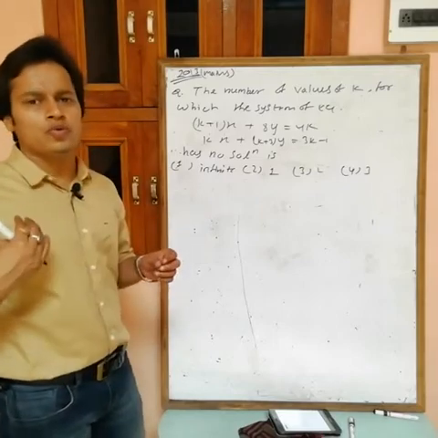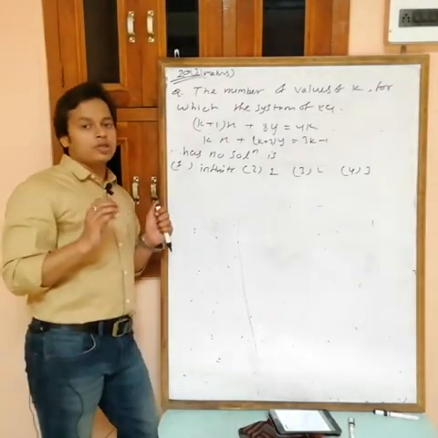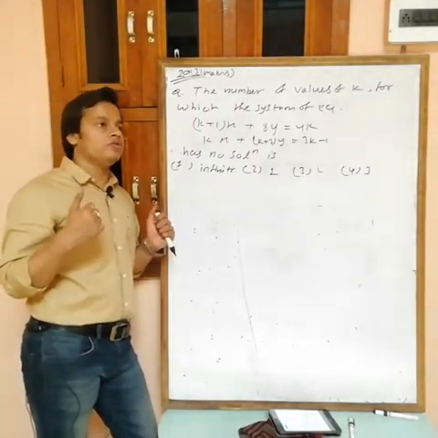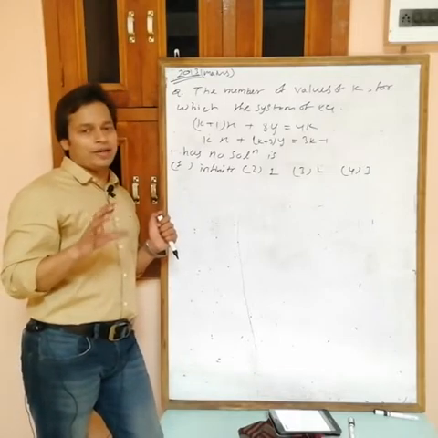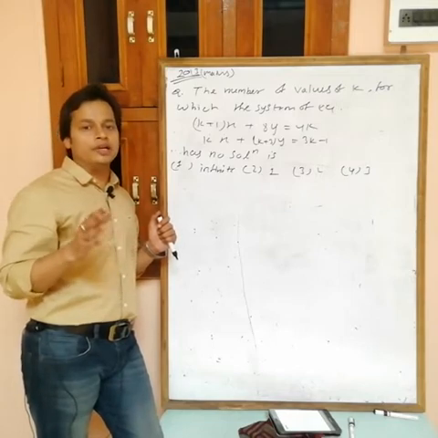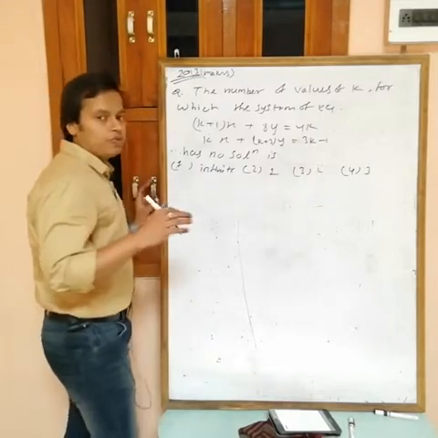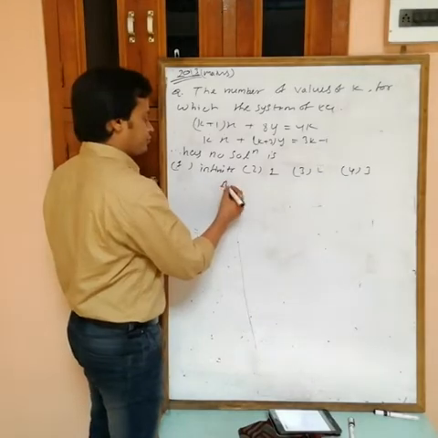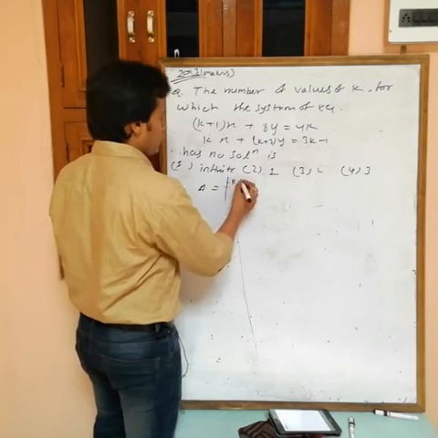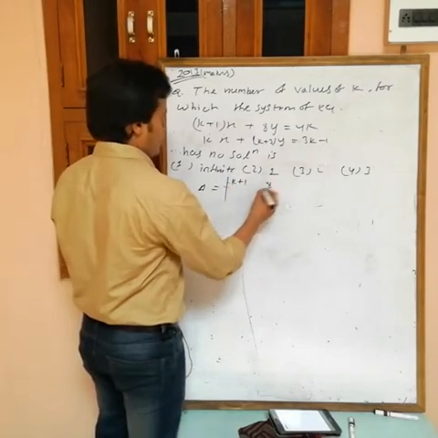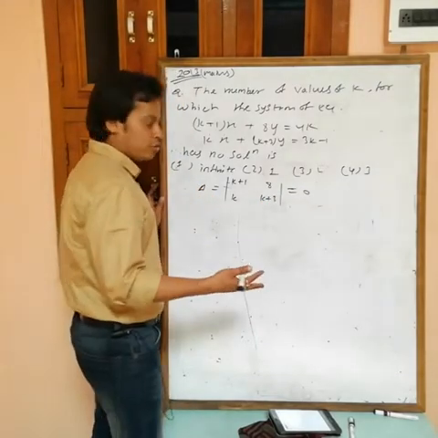Now here we have only two variables. So the condition for no solution is del must be equal to 0, and out of del 1, del 2, del 3 at least one must not be equal to 0. But here we have only two variables x and y, there is no z, so there is no del 3, there is only del 1, del 2. So the first condition is del must be equal to 0. So first find the value of del. Del is equal to the determinant with rows k plus 1, 8 and k, k plus 3. This must be equal to 0 for no solution.